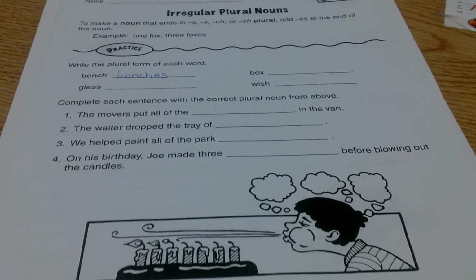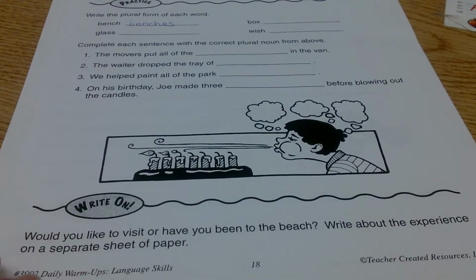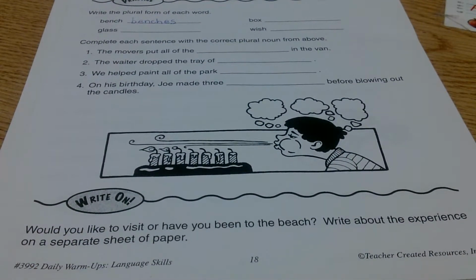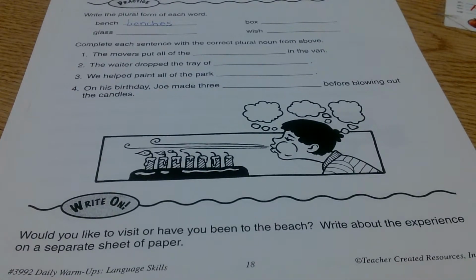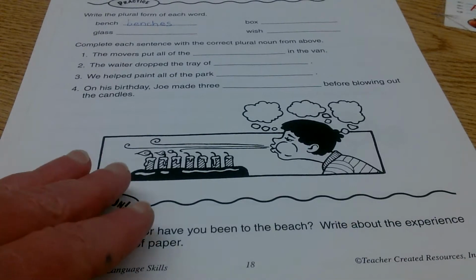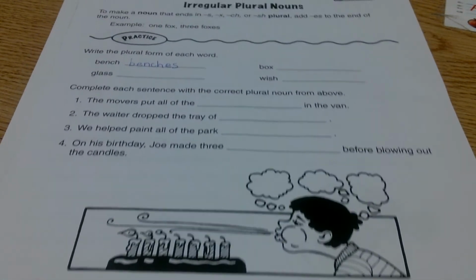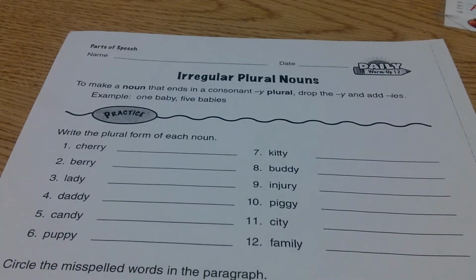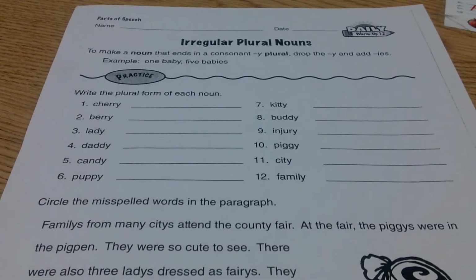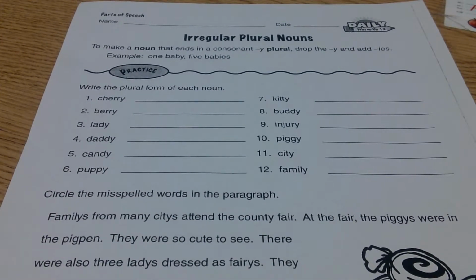All right, and at the bottom, if you finish, let's go ahead and look at that. If you finish these 2 papers before the timer goes off, anytime, remember that you come back and you look at this. It says, would you like to visit or have you been to the beach? Write about the experience on a separate sheet of paper. So if there's extra time during Teacher's Choice, you get paper from the blue cupboard or the blue bookcase, and you write about the beach this week. There are different ones each week.